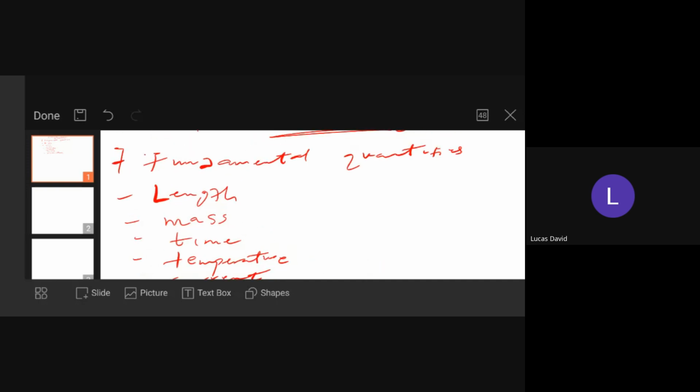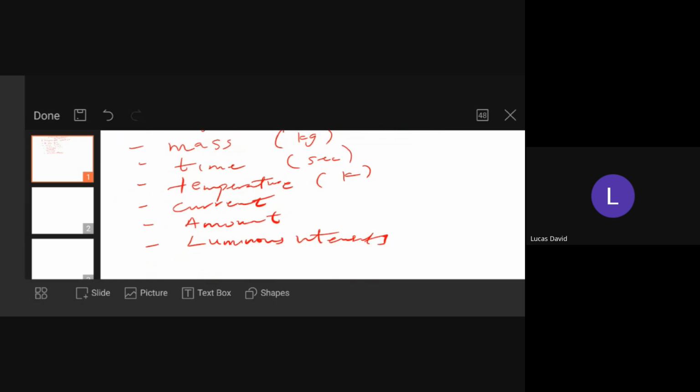And under these fundamental quantities, of course, length, the unit of length is meters. So length is measured in meters. Mass is measured in kilograms. Time is measured in seconds. Temperature is measured in Kelvin. Current is measured in amperes. Amount is measured in mole. And luminous intensity is measured in candela. So these are the 7 units of these 7 fundamental quantities.